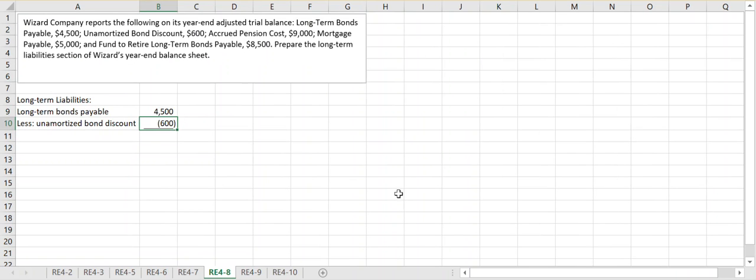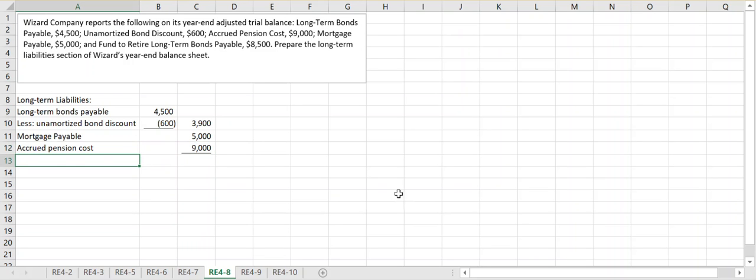So we reduce that long-term bonds payable value by any unamortized bond discount. Again, if this was a premium, we'd be adding it to that value. So we net them together to figure out what the carrying value of that bond is on our books at that time. We also have a mortgage payable, and our mortgage payable, they said, is at $5,000. And we have our accrued pension cost.